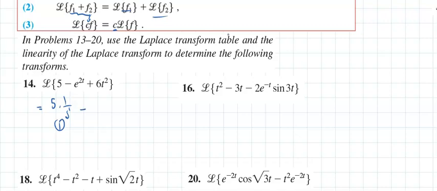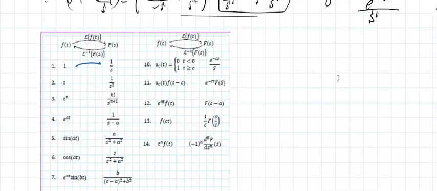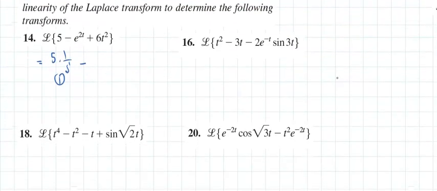Minus e to the 2t. E to the at, that's 4. It's 1 over s minus a. It's 1 over s minus a, and this is by 4.